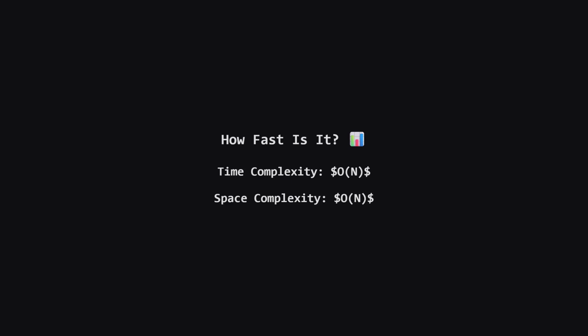So how fast is this? For time complexity, it's big O of n, where n is the number of days. We iterate through the list once to build the sums and once more to check the windows. It's very efficient.